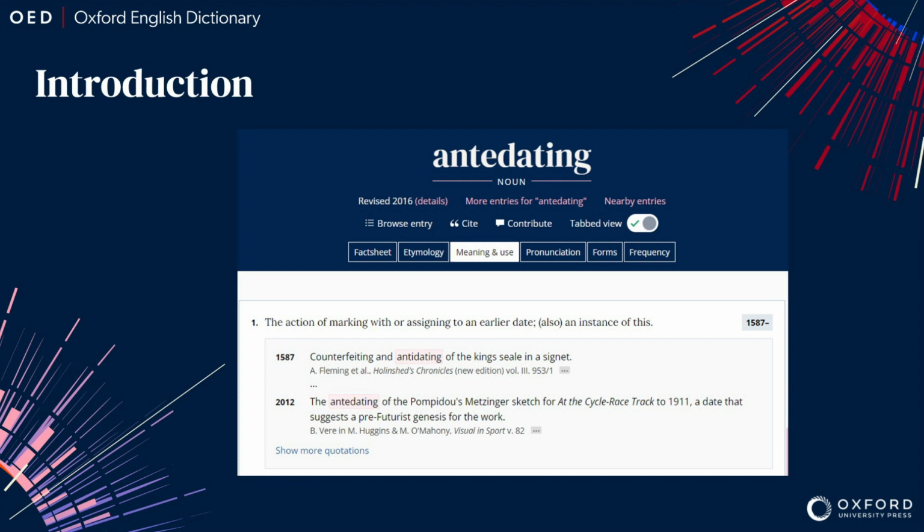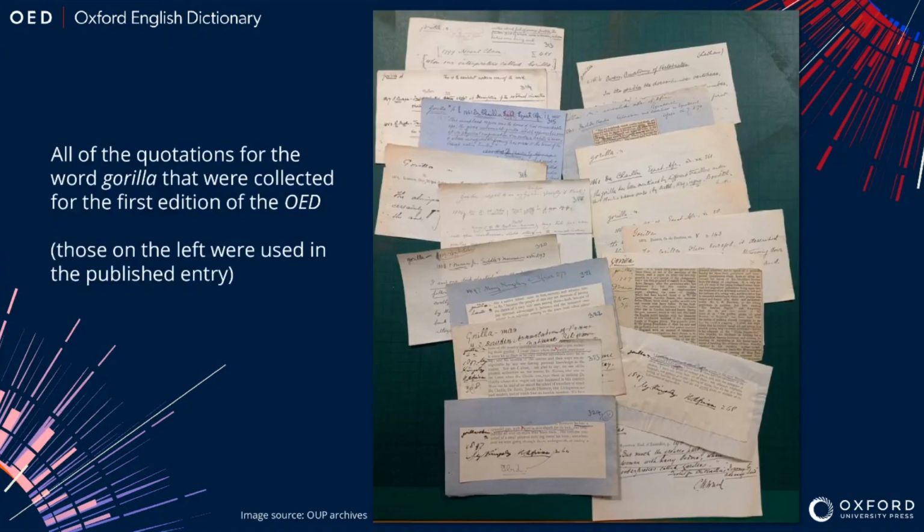Now, to really appreciate this, I think we need to go back to what it was like compiling an entry for the first edition of the OED. Nowadays, we're so used to the fact that we can type a word into an online database like the Internet Archive or a search engine like Google Books and instantly see thousands of examples of that word, which we can sort or filter by date.